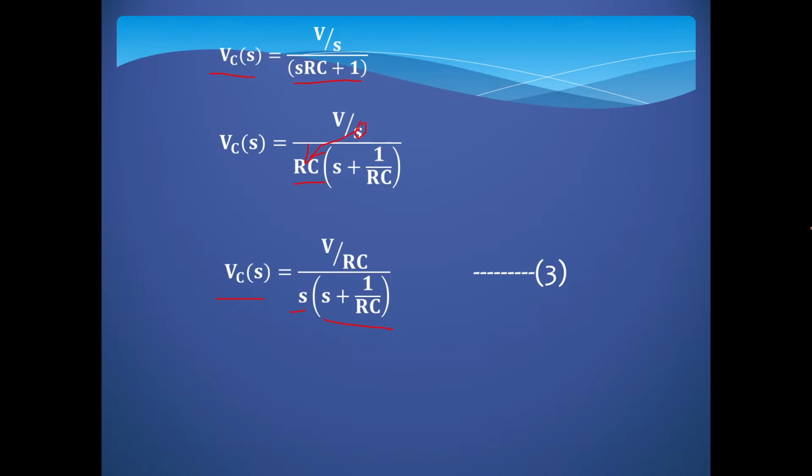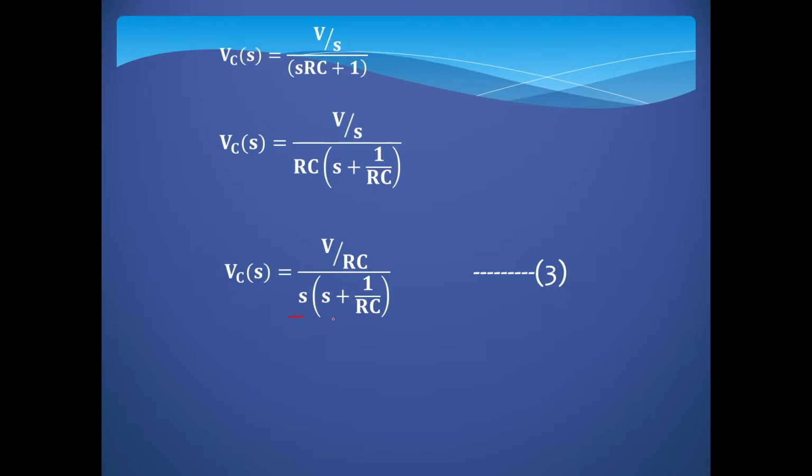Now my aim is to determine the voltage across the capacitor in the time domain. Vc of s is in Laplace form, and I want Vc of t. So here we are using the Laplace transformation method to determine the voltage across the capacitor. For that, what do I have to do? I have to go for partial fractions.